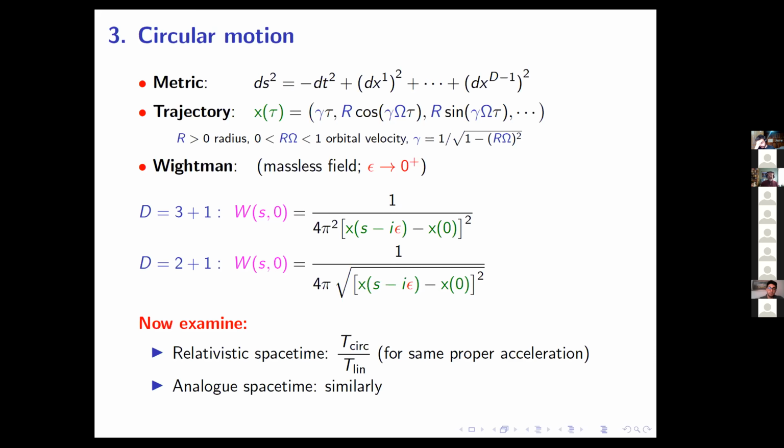So let's examine now. Let's get the calculation going. Calculate this circular motion detailed balance temperature and compare it to what you'd have in linear acceleration. For the sake of comparison, I'll do it with the same value of proper acceleration. And then do the same thing in analog space-time by putting in the relevant gamma factors when translating the definitions of temperature, the definitions of energy, and so on. So that is our task.